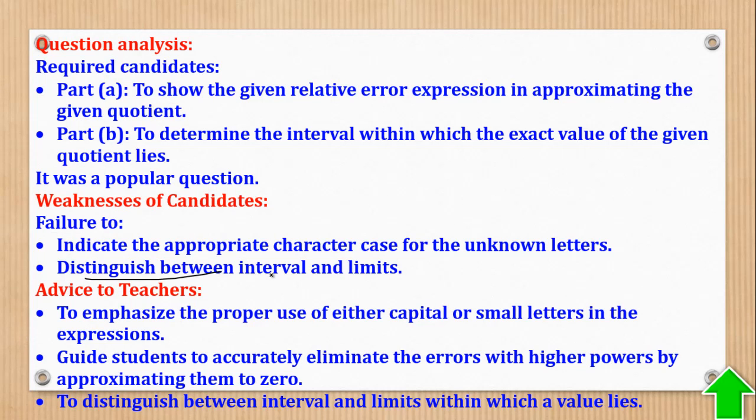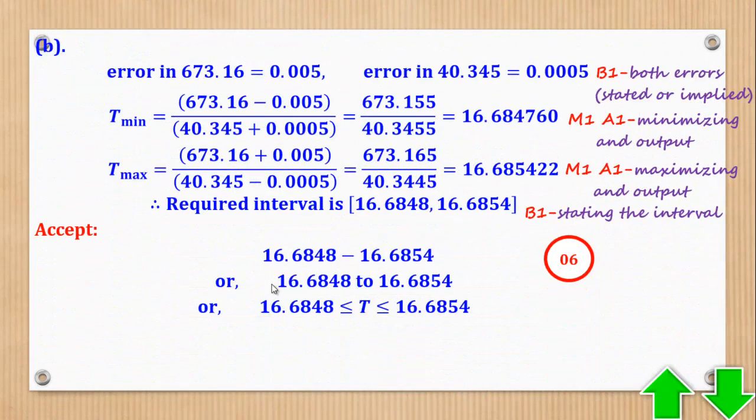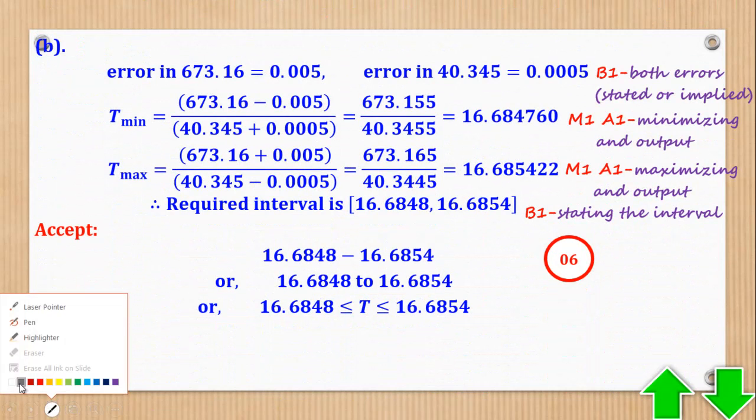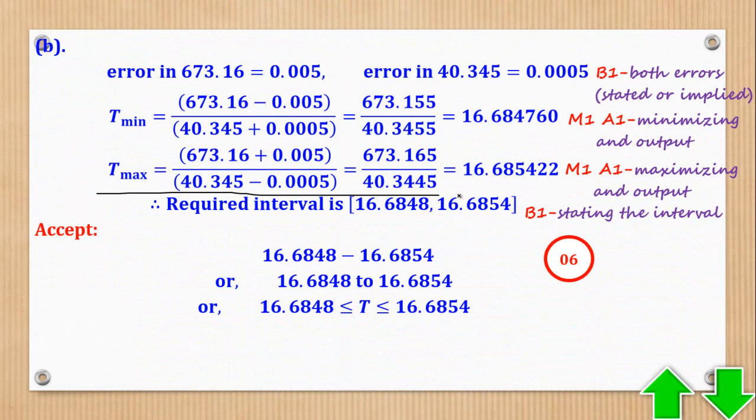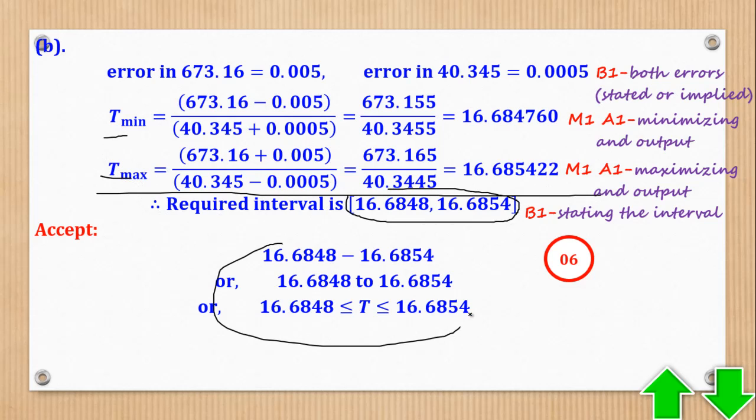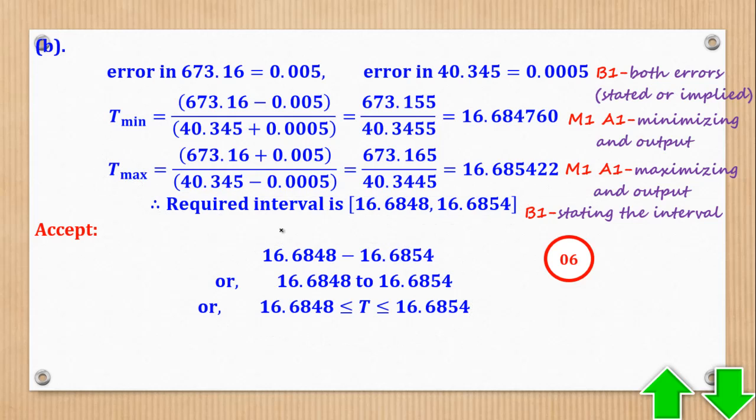Then to distinguish between interval and limits. Limits mean maximum and minimum. But let me first show you. Now, if you stop here, it means you have got limits, where this is the lower limit and this is the upper limit. But when they say interval, they want you to go a step further and write in this form, or in one of these forms. That's the difference between limits and interval.